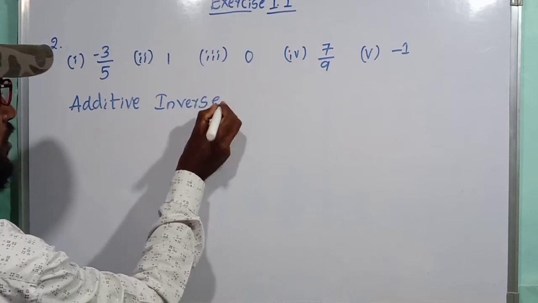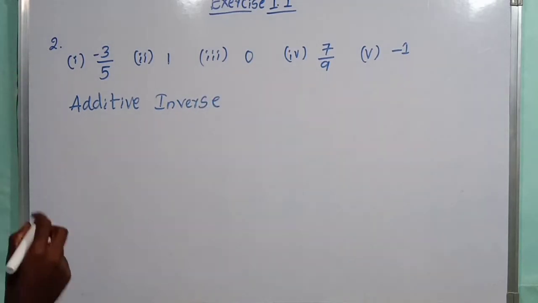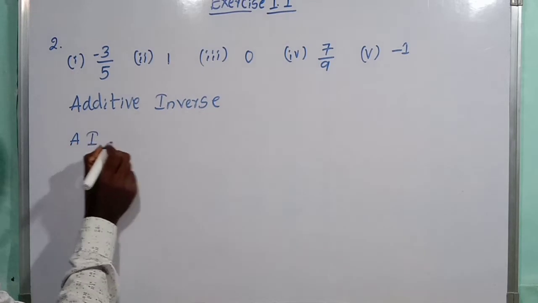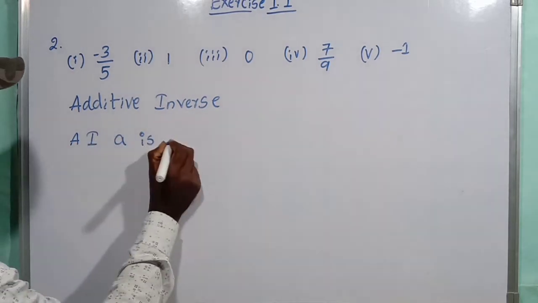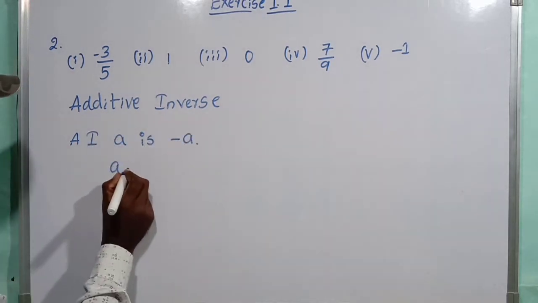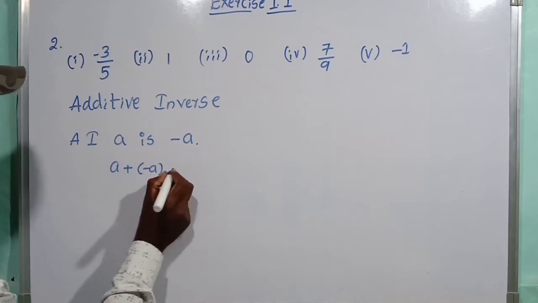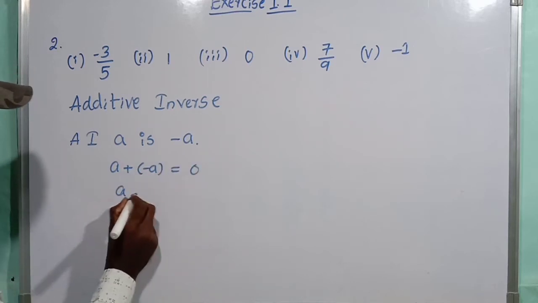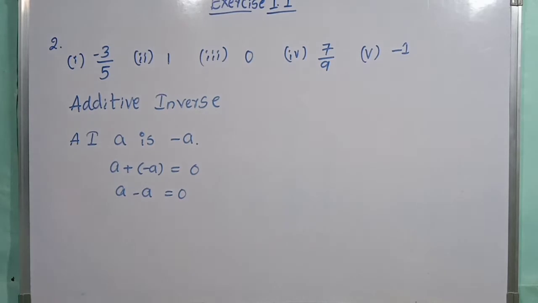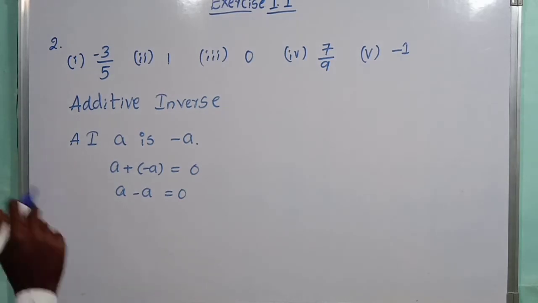We know that, let us consider a is a rational number. Additive inverse of a is minus a. So if we add a plus minus a, we get 0. Yes or no? Yes. a minus a is equal to 0. So this is additive inverse.